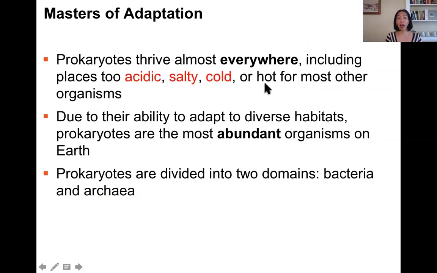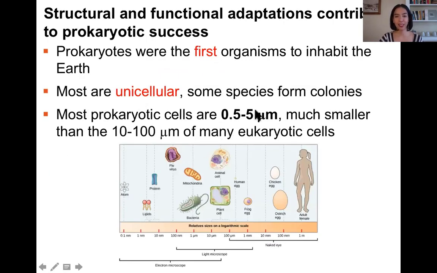Now think about this. Prokaryotes are everywhere, really everywhere. You can find them in very extreme places, in places that are very acidic or salty, cold, or very, very hot. These might not be suitable for all species, but prokaryotes can thrive in these places. Because of this ability, they are very abundant on Earth. Prokaryotes divide in two domains, bacteria and archaea. We keep saying that, and I hope that by now you remember that.